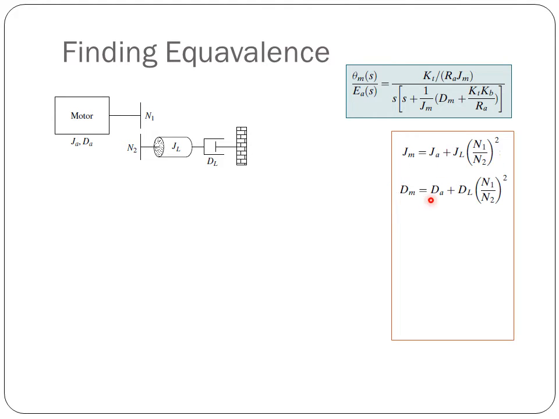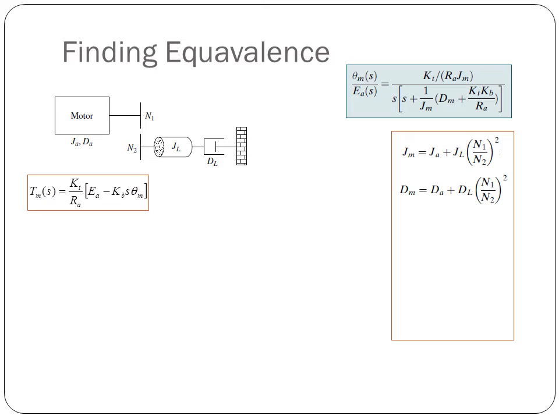So we will use these two formulas to find the equivalent Jm and Dm, which will be used in our original transfer function. Okay. Now we have two more parameters. One is Kt by Ra. We can see that Kt by Ra is here and here as well, and another parameter is Kb, and we are going to find these two parameters.